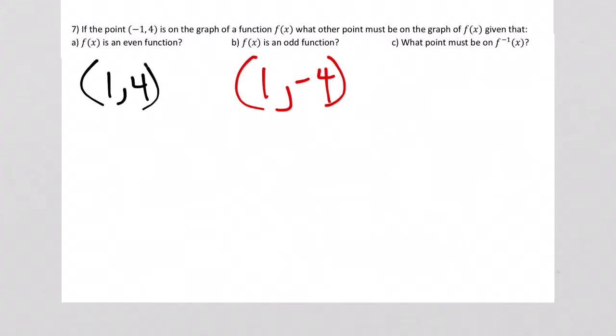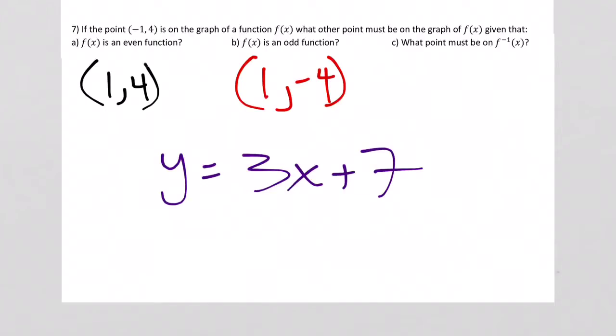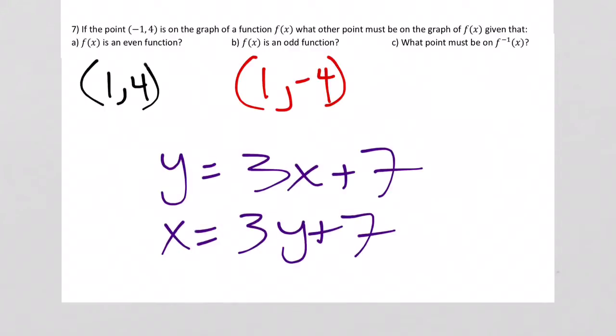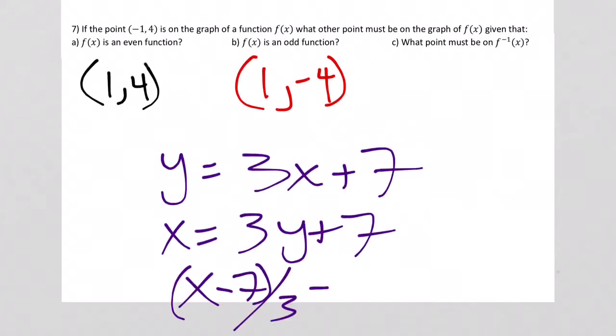And then finally, if we have the point -1,4 on the graph of f of x, what point has to be on the inverse of f of x? Well, what is an inverse? Think about how you solve for an inverse. If you have, say, some function y equals 3x plus 7, what do you do to find the inverse? Well, you switch x and y. x equals 3y plus 7, and then you solve for y. So (x minus 7) over 3 has to equal y, which would be the inverse function of that example problem.